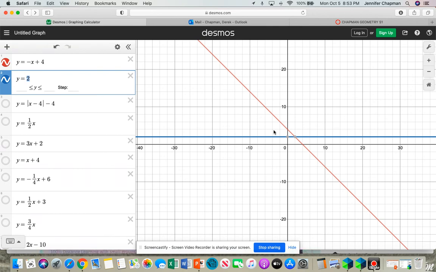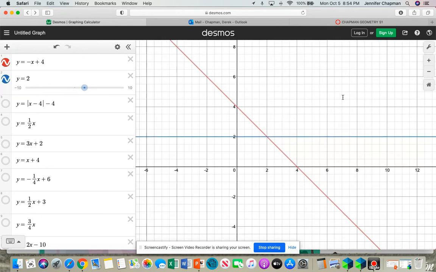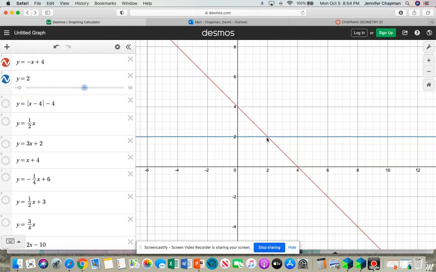So if I look at these two equations, you can see when I'm talking here, negative x plus 4, you'll notice the icon to the left is red, so that matches up with my red line. Y equals 2, you'll notice my icon to the left is blue, so that matches up with my blue line. All right, zoom in a little bit. And you can see that they're crossing right here.